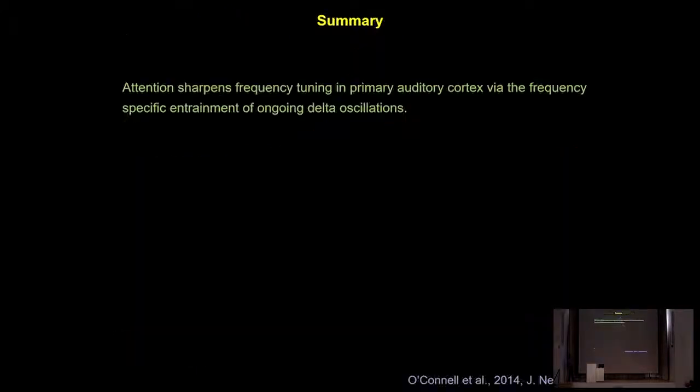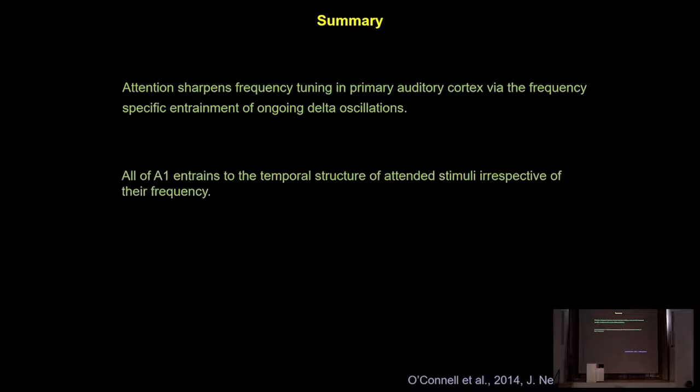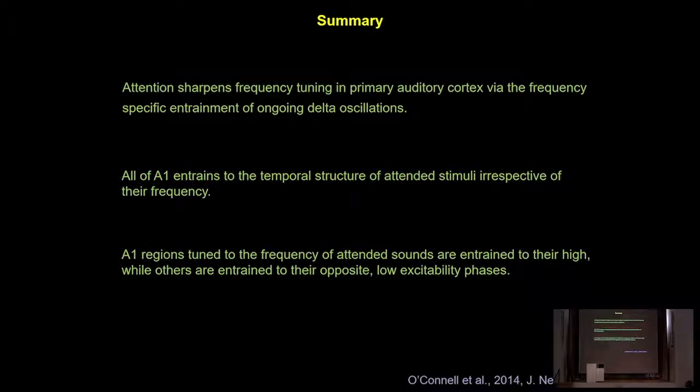So to summarize the findings of this study, attention sharpens frequency tuning in primary auditory cortex via the frequency-specific entrainment of ongoing delta oscillations. All of A1, this is important, all of A1 entrains to the temporal structure of attended stimuli, irrespective of their frequencies. So even a very narrow band pure tone is able to engage all of your primary auditory cortex. And finally, A1 regions tuned to the frequency of attended sounds are entrained to their high, while others are entrained to their opposite low excitability phases.